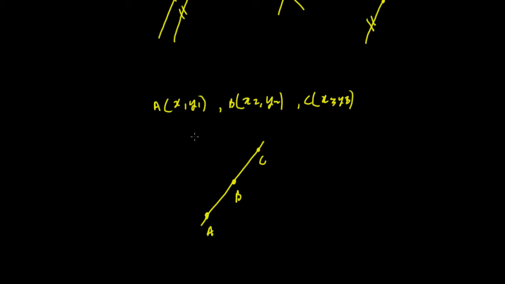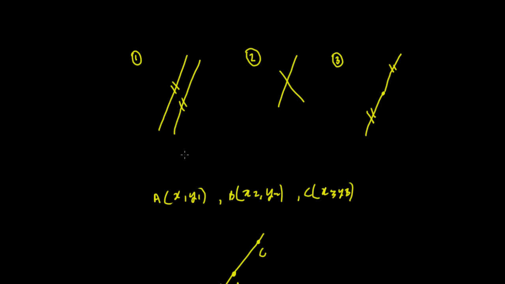The way to find out whether that's the case is you can find the gradient of this line here, MAB, and we can also find the gradient of the line MBC. Now we know that if MAB equals MBC, that is, if both the gradients are the same, then the gradients of both lines are the same.